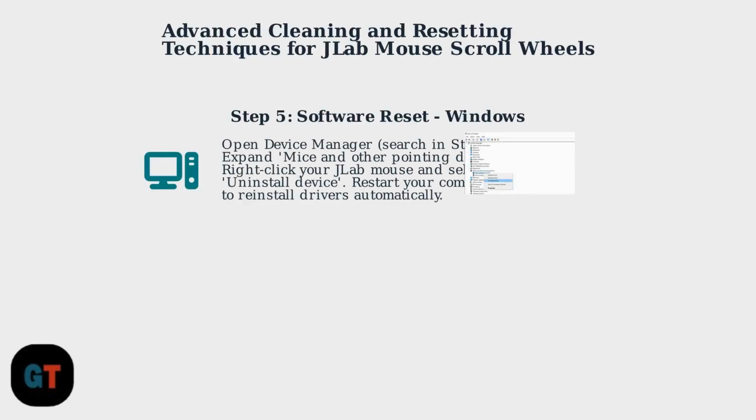After physical cleaning, perform a software reset. On Windows, open Device Manager by searching for it in the Start menu. Expand the Mice and Other Pointing Devices category. Locate your JLab mouse. It may appear as HID-compliant mouse or similar. Right-click it and select Uninstall Device. Confirm the uninstallation. Restart your computer. Windows will automatically reinstall the mouse drivers upon reboot. This clears any software glitches or corrupted settings that might cause scroll wheel issues, addressing problems that physical cleaning alone cannot fix.